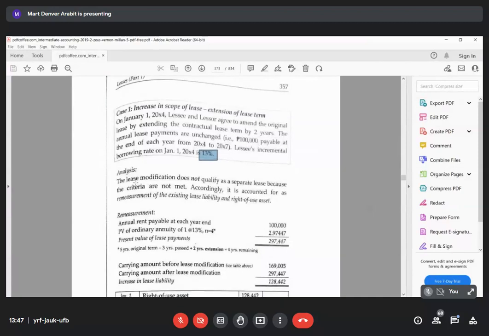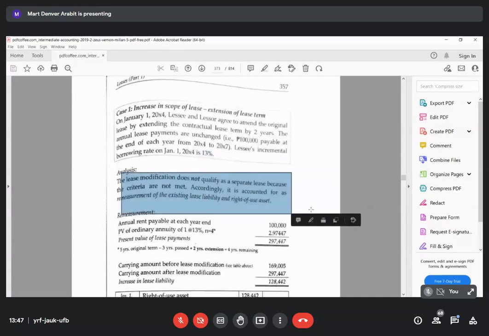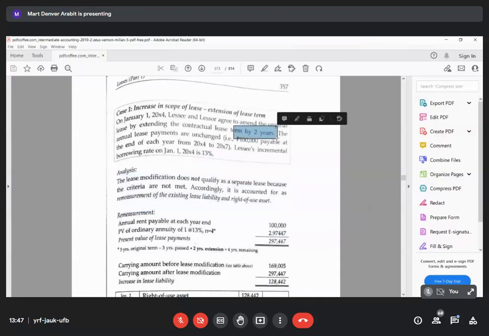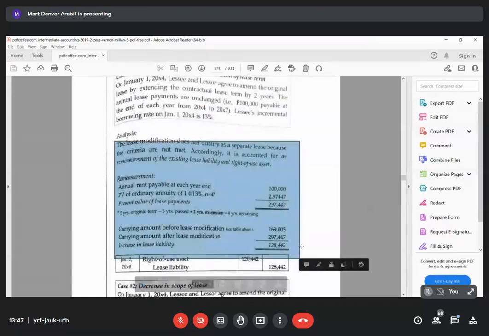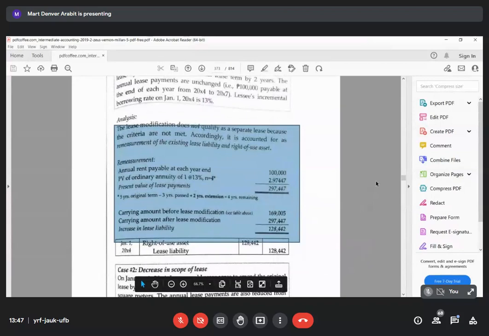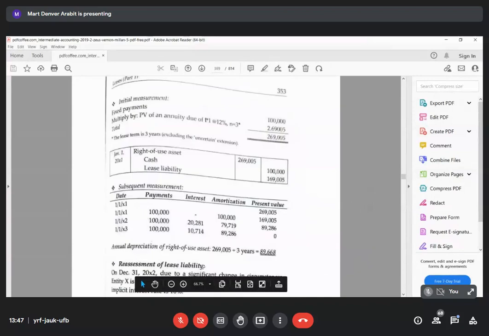Okay, so this modification does not qualify as a separate lease because there is no increase in the underlying asset and there is no increase in the payment. If you notice, there was only an additional 2-year lease term and only an increase in the incremental borrowing rate. So in that case, it is not a separate lease. So the same computation goes as how we previously did it in reassessment of lease liability.